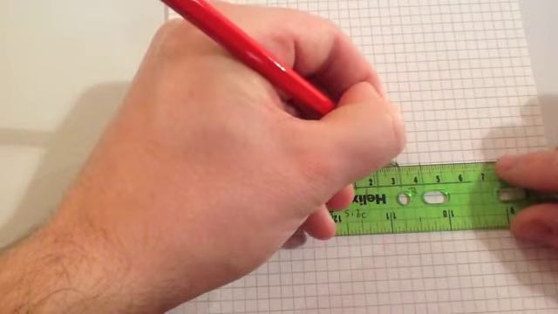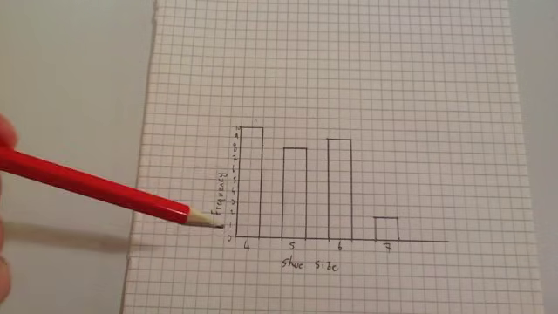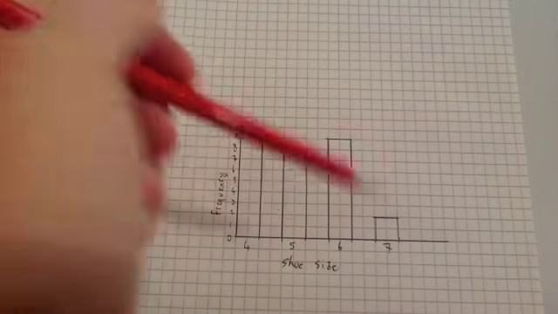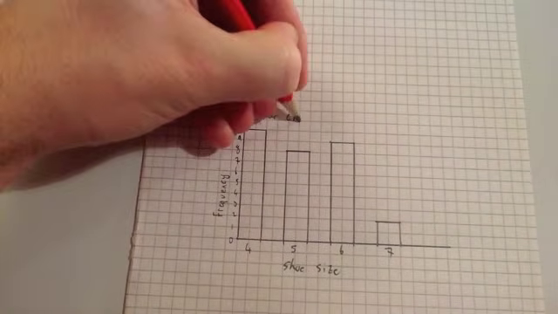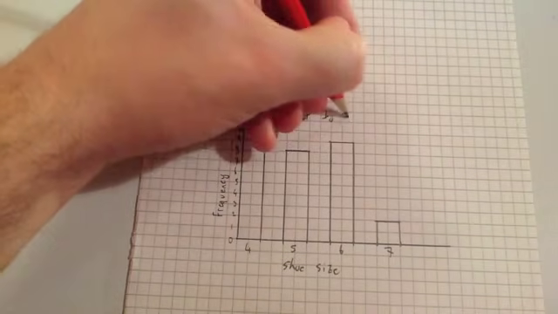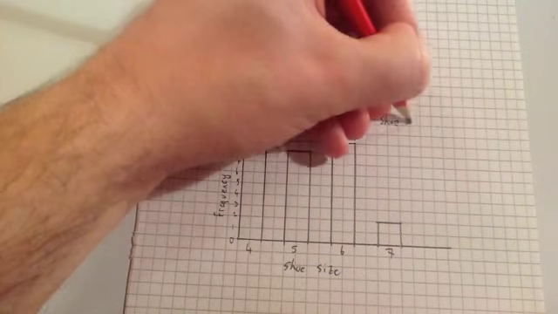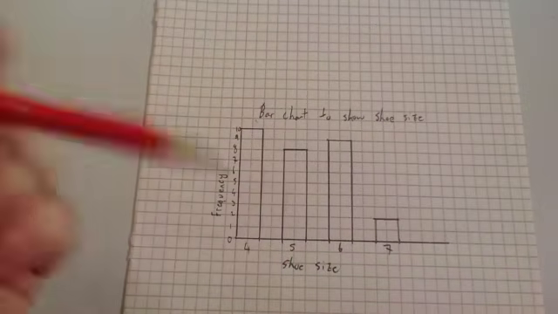If you want to colour these bars in, you can. The main things, just to recap them: frequency goes up the side, each bar is the same width, so each bar is two squares, and the gaps are the same size. And let's include a title as well, so bar chart to show shoe size. And we've labelled all our axes, and that's it. So that's how to draw a bar chart.